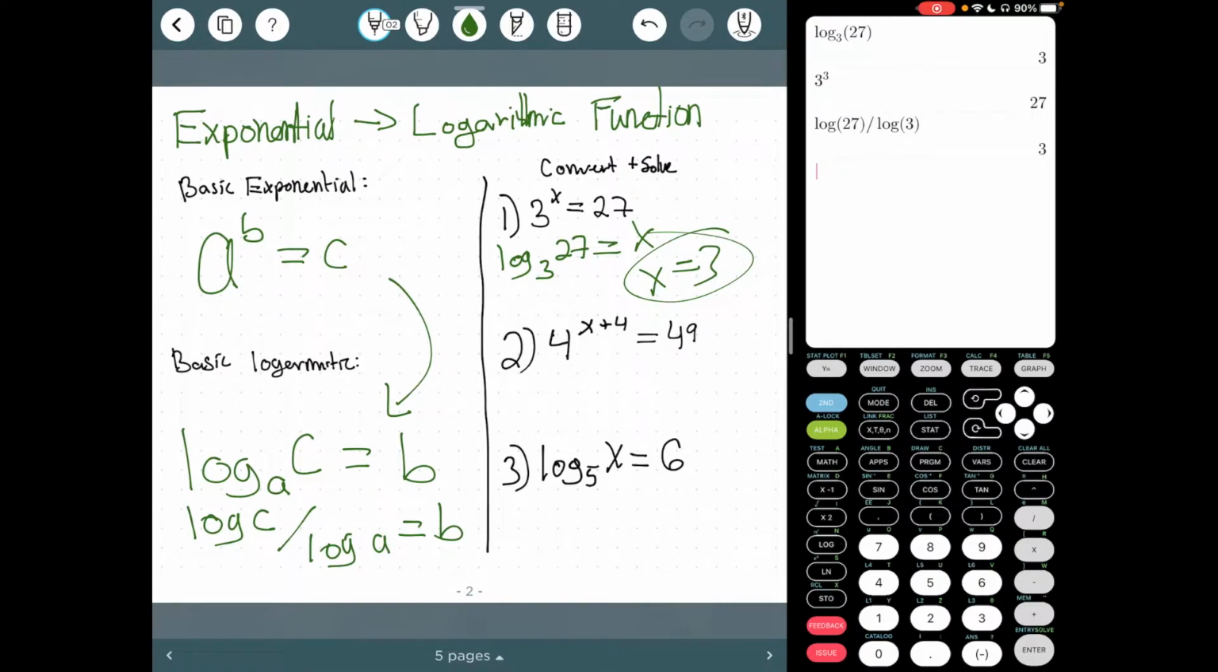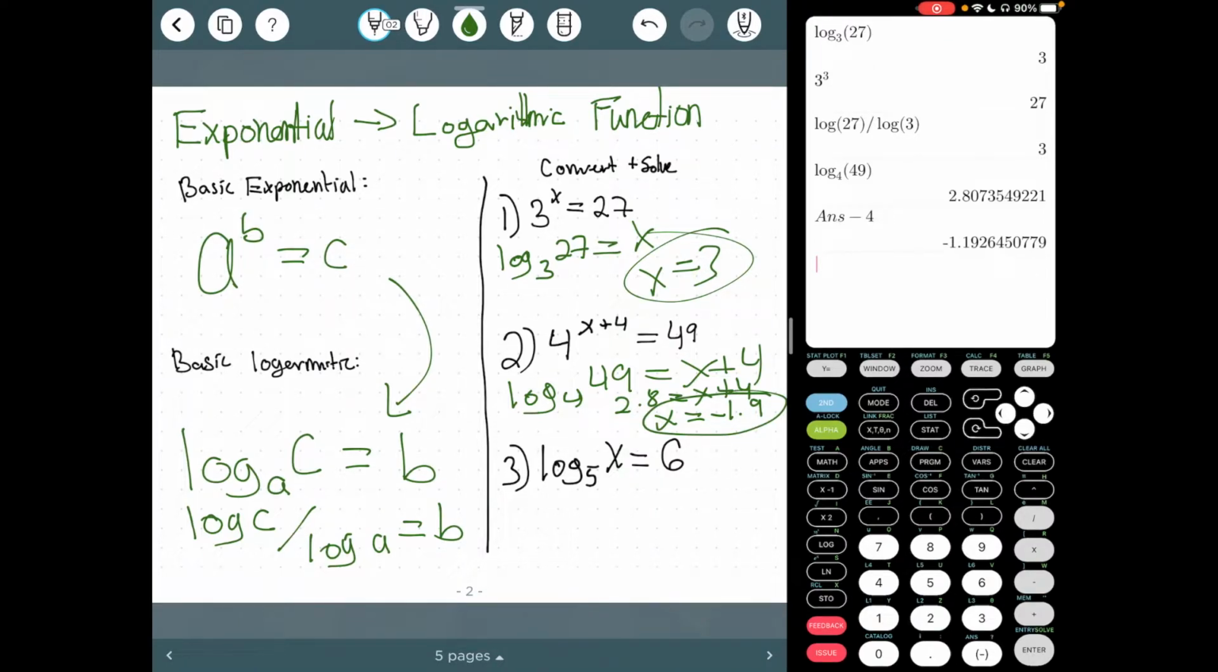Let's try number 2. So log 4 of 49 equals x plus 4. Let's solve the first part of the equation, log 4 of 49. You can just plug this into our calculator. 49. So we see that this is about 2.8, but 2.8 equals x plus 4. So now we have to subtract 4, which means that x equals negative 1.9 approximately.